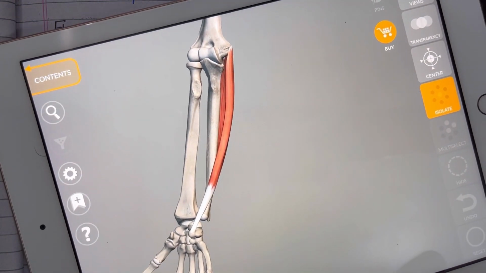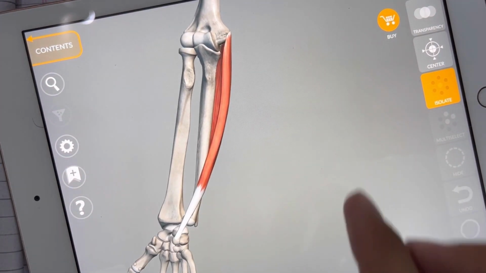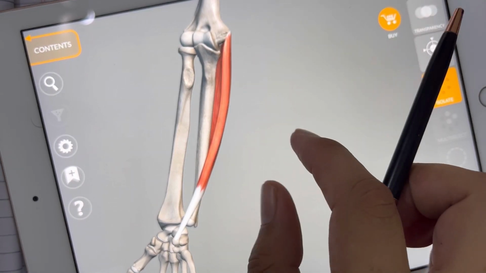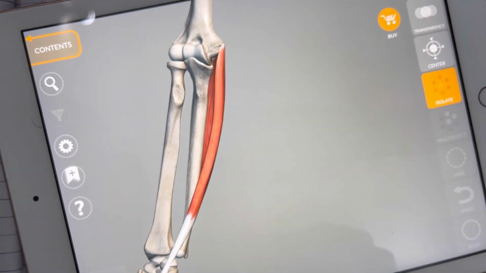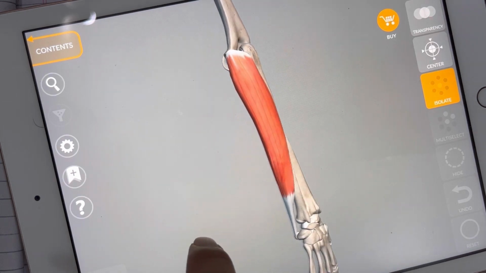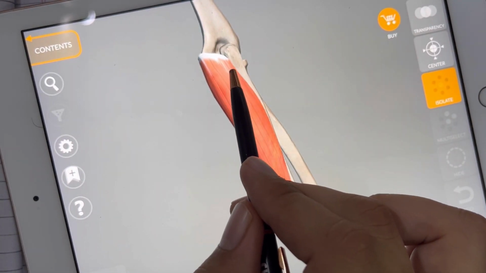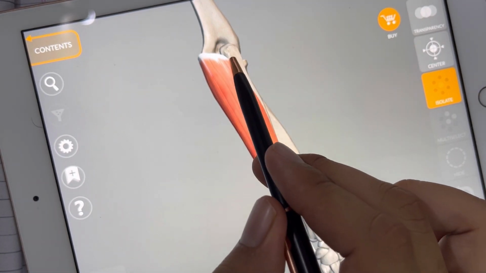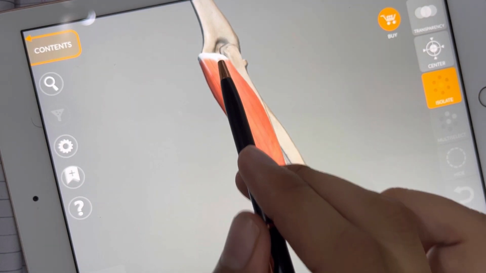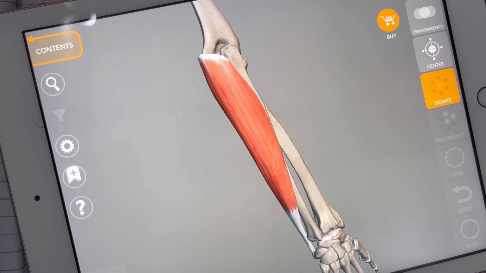Students, the flexor carpi ulnaris muscle has two heads: the humeral head, which originates from the medial epicondyle of the humerus bone, and the ulnar head, which originates from the olecranon process of the ulna and the posterior surface of the ulna bone. We have discussed the olecranon process in the anatomy of the ulna bone.